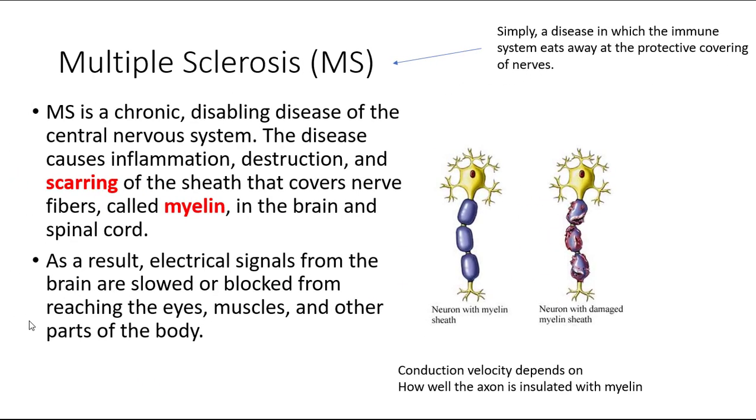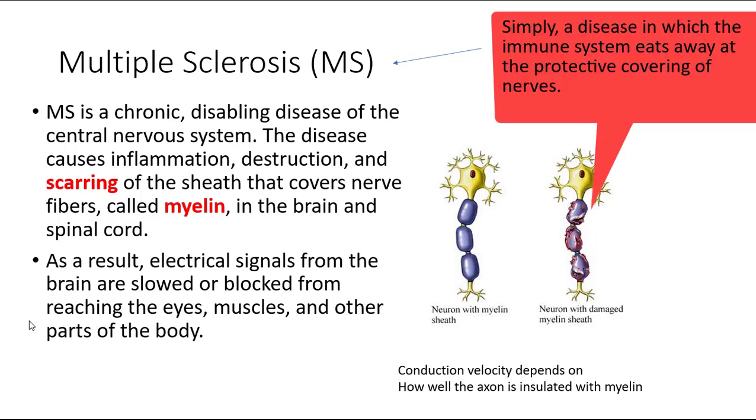So, multiple sclerosis, MS. MS is a chronic disabling disease of the central nervous system. The disease causes inflammation, destruction, and scarring of the sheath that covers nerve fibers, called myelin, in the brain and spinal cord. As a result, electric signals, action potentials, nerve impulses from the brain are slowed and blocked from reaching the eyes, muscles, and other parts of the body. So simply, multiple sclerosis is a disease in which the immune system eats away at the protective covering of nerves.